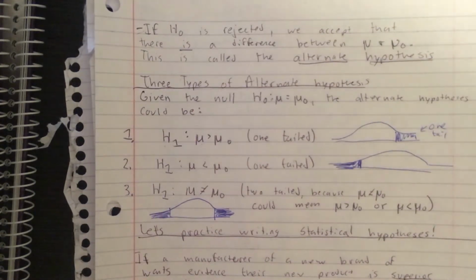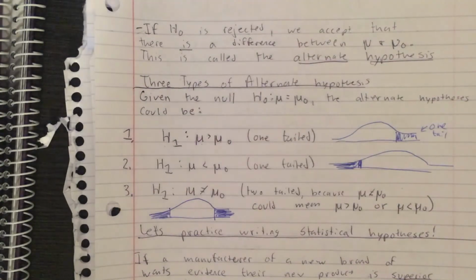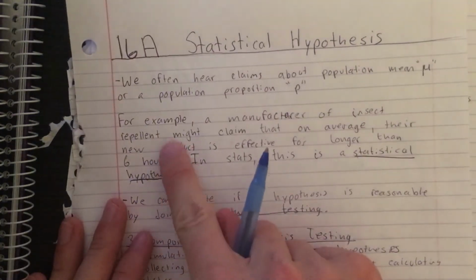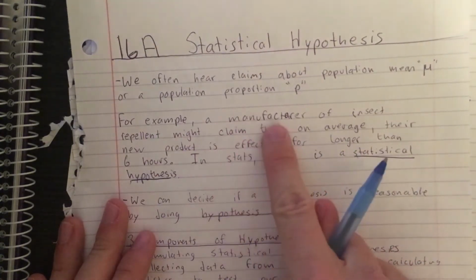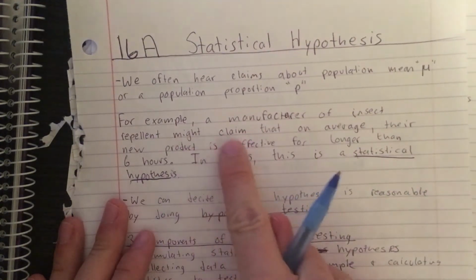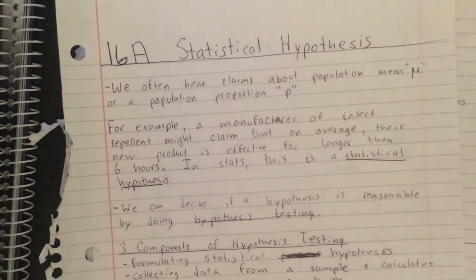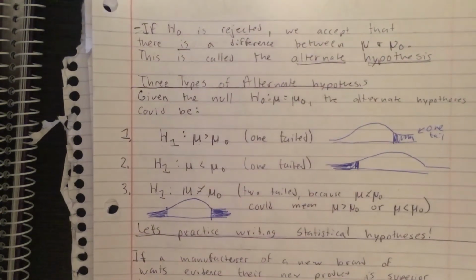And so what we're going to do is practice writing some alternate hypotheses here. We're going to be starting off of this first example in your books there. A manufacturer of insect repellent might claim that on average their new product is effective for longer than 6 hours. So we're going to say that they're claiming it is equal to 6 hours.